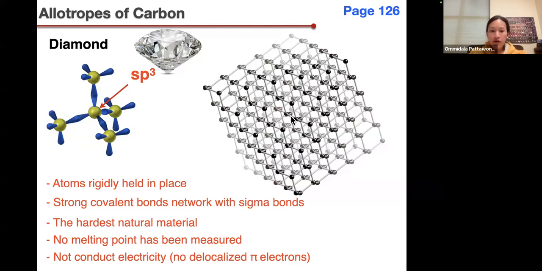Okay, and because of this rigid structure, diamond has a really, really high melting point compared to graphite. Okay, so the take-home message of this is that different hybridization, different structure, you are going to end up observing different properties of the compound.